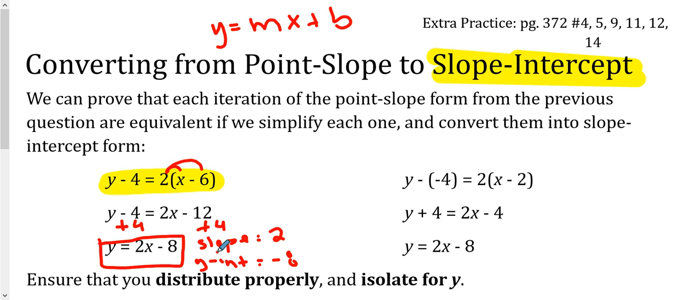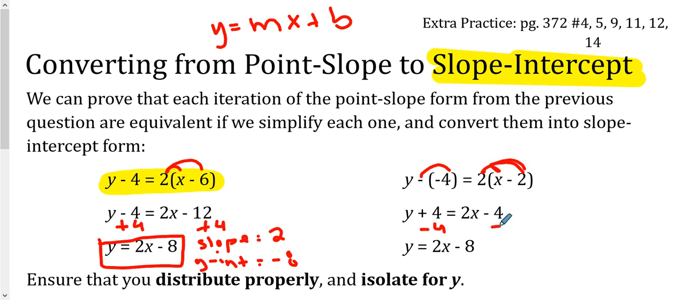Let's try the next form. This one looked a little bit different. y minus -4 is 2 times x minus 2. That was the first equation we saw. And we're going to do the same thing. I'm going to distribute into those brackets. And again, because I was subtracting that negative, I'm technically multiplying into that bracket to turn it into a plus. So I get my y plus 4, and I get my 2x minus 4. Again, I'm doing the 2 times the x and the 2 times the -2.